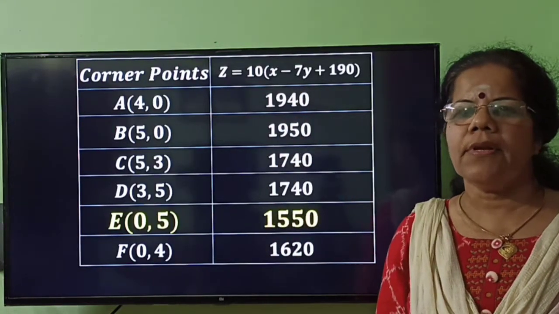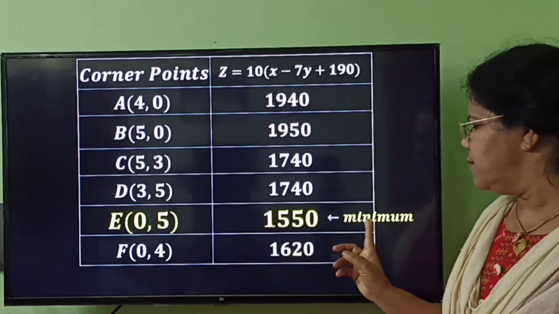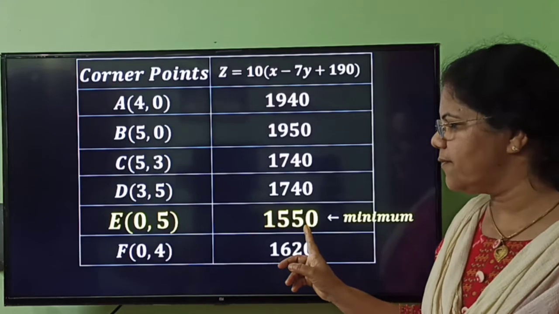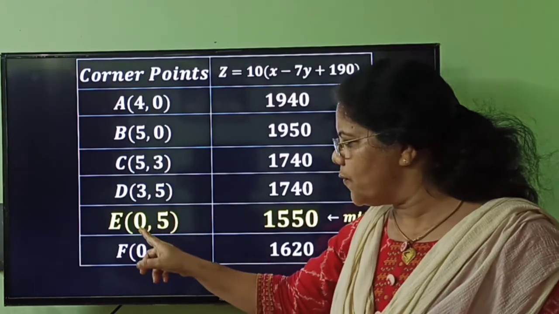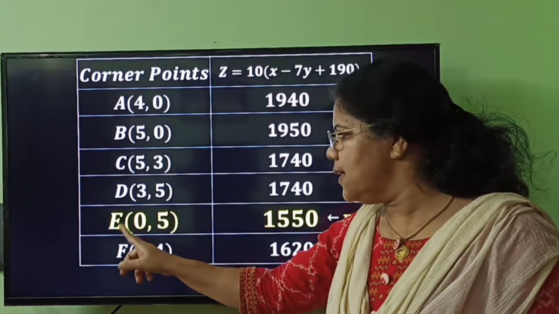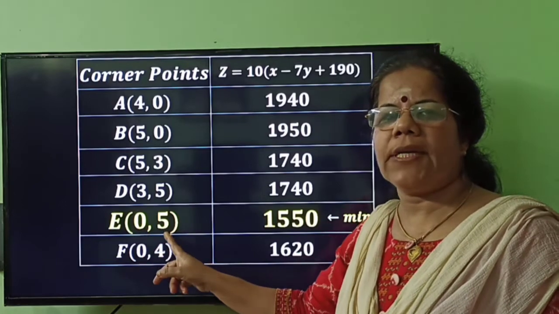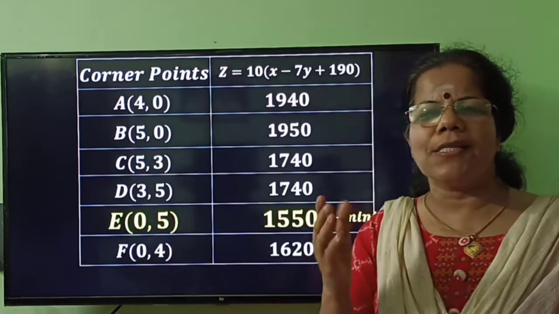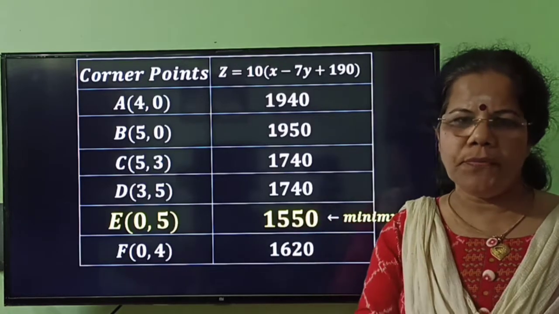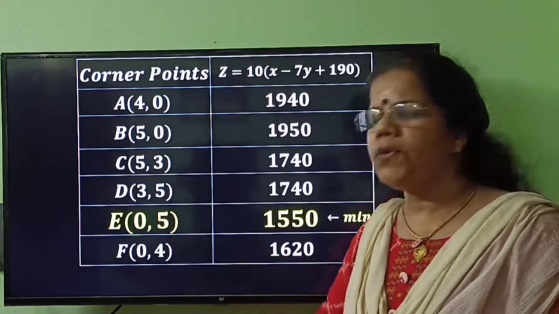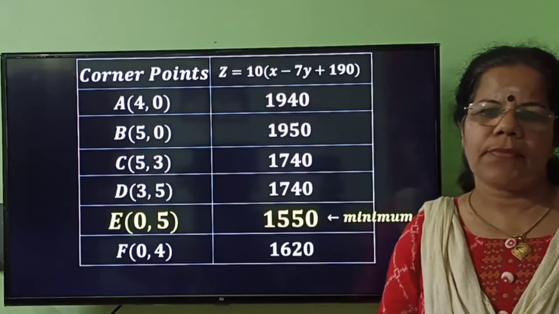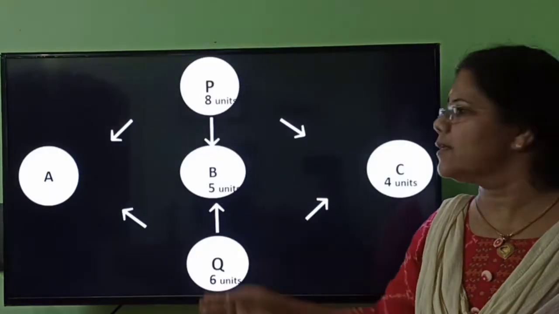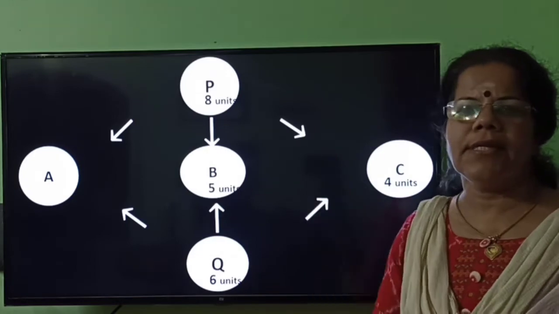Now, very clearly, the minimum transportation cost is rupees 1550, and it occurs at E(0, 5). That is, 0 units are transported from P to A, and 5 units from P to B. Then the remaining you can calculate, right?